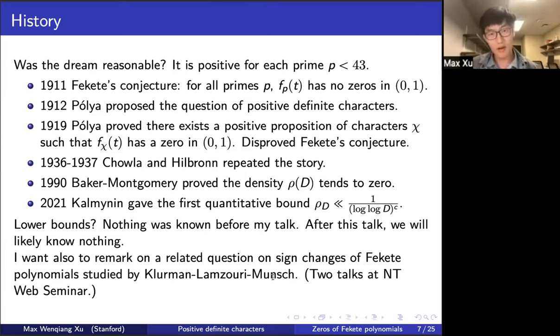I also want to remark on another question. It's about sign changes of Fekete polynomials. So it's basically asking how many zeros there are close to one along the real axis, of a Fekete polynomial. This is a very related question, actually studied by a very recent result by Klurman, Lamzouri, and Munsch. And there are also two talks at the NMC web seminar along this line already. So if you want to know more about the history and the progress along this line, you can watch the videos.